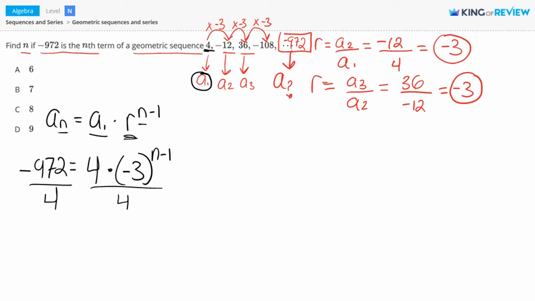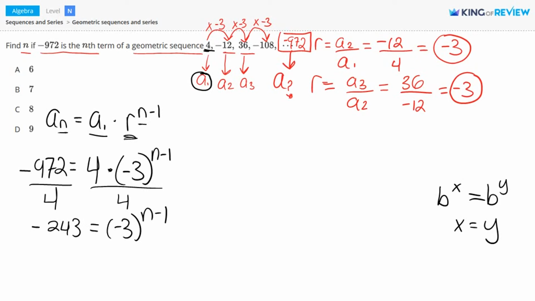So we get negative 243 equals negative 3 to the n minus 1 power. Now I want you to think about the property where if two powers with the same bases are equal, then their exponents must be equal. So let's think about this. If we have b to the x and b to the y, and we know that these are equal, then their exponents must be equal. This is true as long as b is greater than 0 and b is not 1. So we have this property here.